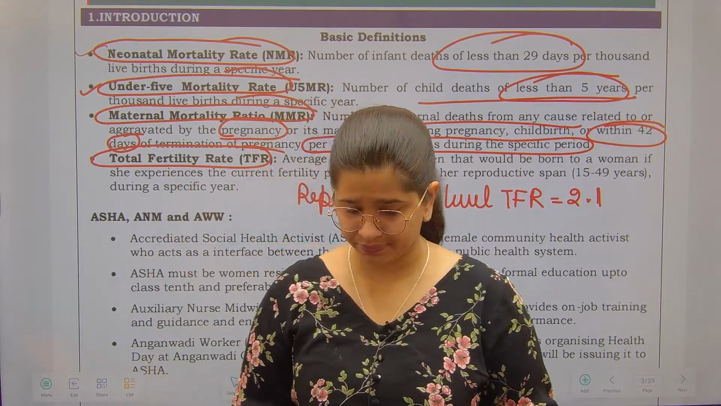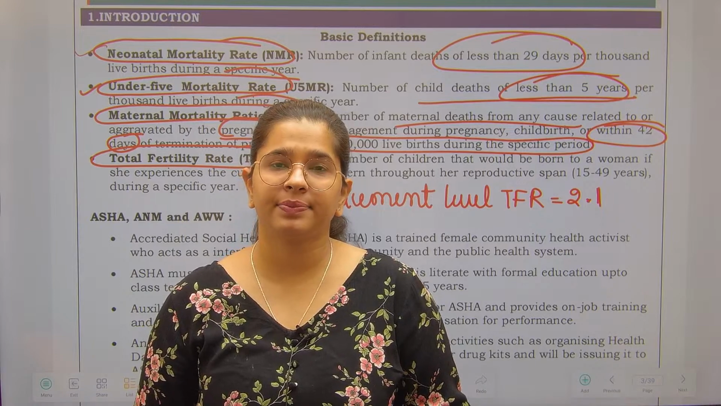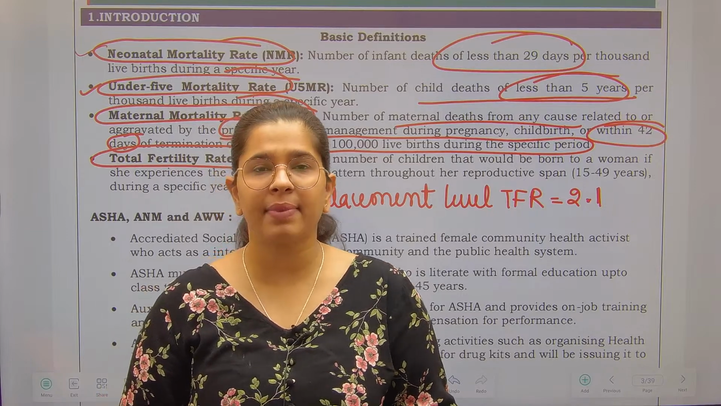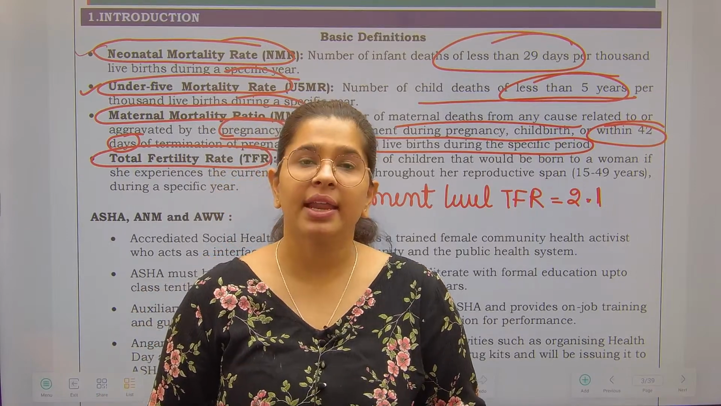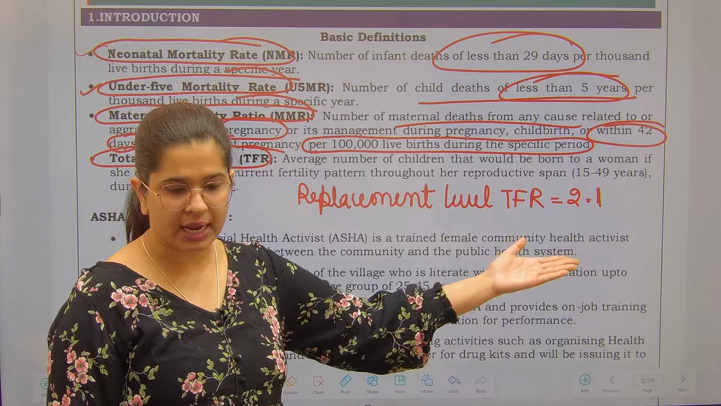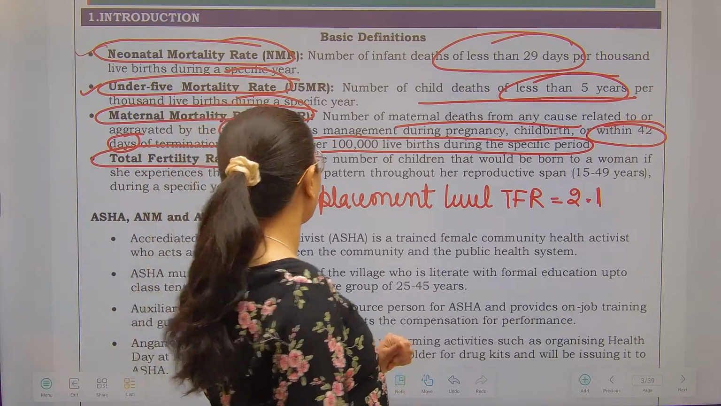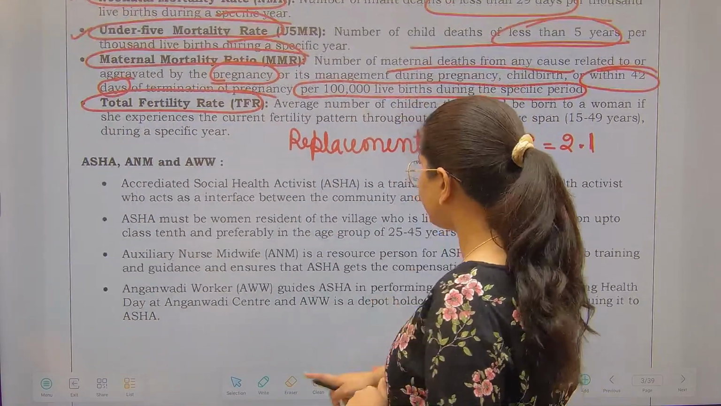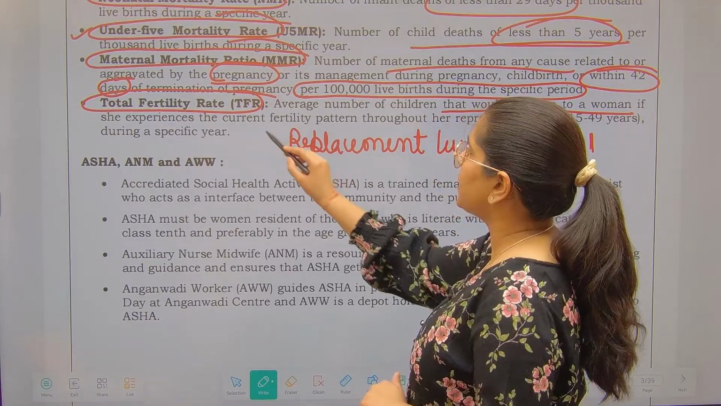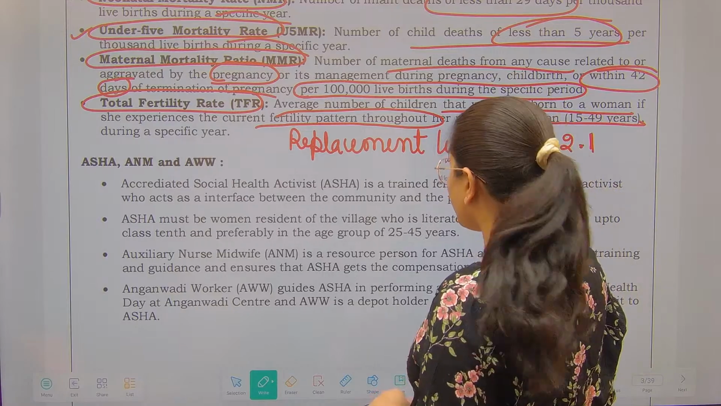But currently, sorry for my voice, India's TFR is below 2.1. As per the latest survey done by NFHS, the National Family Health Survey, it has been found that India's TFR has reduced below replacement level also. That is good news. So going forward, we might see a decline in population growth, right? See over here, what is TFR? It is the average number of children that would be born to a woman if she experiences the current fertility pattern throughout her reproductive span during a specific year.